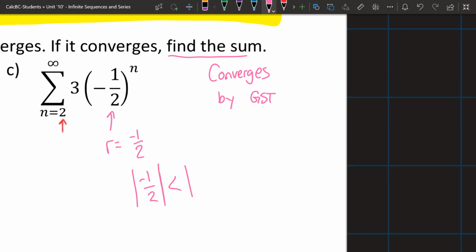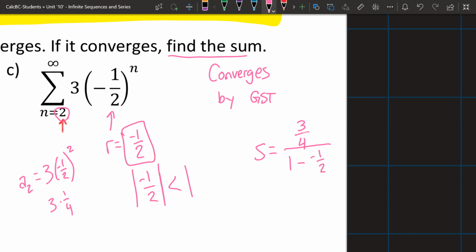We want to find the sum. So our sum is going to be our initial value. Be careful: for our initial value, we're going to plug in 2 into n, not 1 or 0. So that's really a sub 2. We've got 3 times negative 1/2 to the second power. That's going to be 3 times negative 1/2 squared, which is 1/4. So that's going to give us 3/4 that goes on top, and then 1 minus, we go back to our original r value, so negative 1/2.